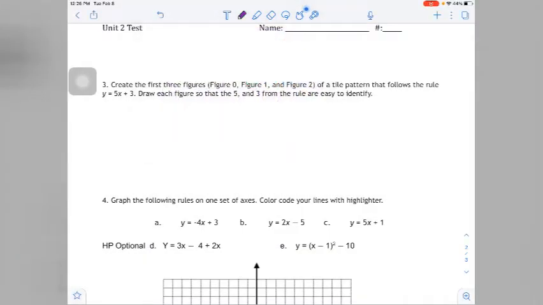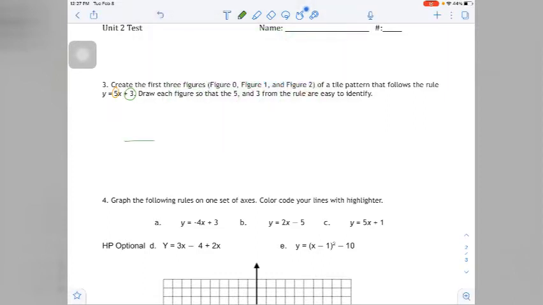All right, problem 3. Quiz B, problem 3. It is not that difficult. I think this is probably the one that students mostly got correct. We are creating the first 3 figures, figures 0, 1, and 2, for this rule here, which is 5x plus 3. Most students are pretty familiar with the fact that this number here means the starting amount, and this number here means what is getting added each time. Some students got that confused, but most students got it right.